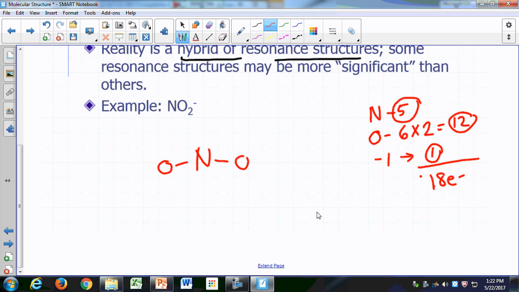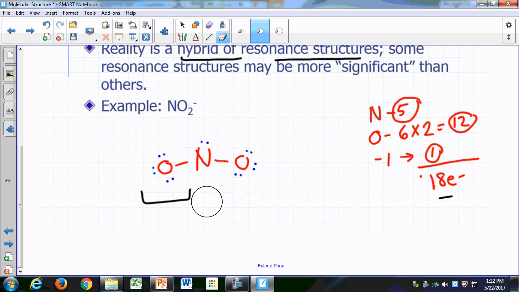We'll start off by giving an octet to the terminal atoms, the ones on the end. This oxygen needs 3 more lone pairs to get an octet. The other oxygen already has 1 pair, so it needs 3 more pairs to get an octet. So 3 lone pairs, 1, 2, 3. Now you can see on this side you have an octet, and on this side you have an octet. That's 16. You need 2 more to get to 18, so the remaining 2 electrons will go to the nitrogen. There. So that's one possible resonance structure.